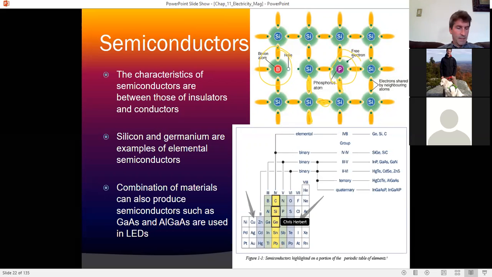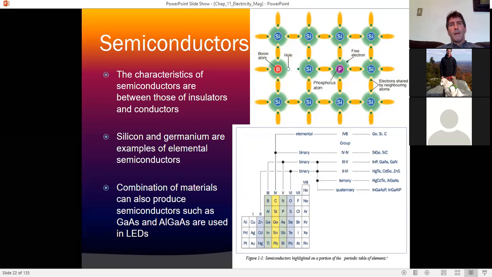Germanium is a semiconductor. Tin is a semi-metal. In one phase it's a metal, in one phase it's a metalloid. But on each side of silicon, you also have these materials. When grouped together, they can create semiconductors.